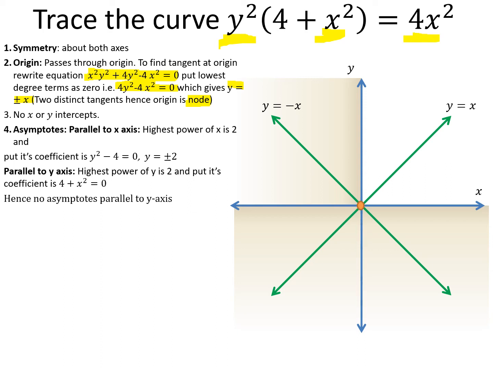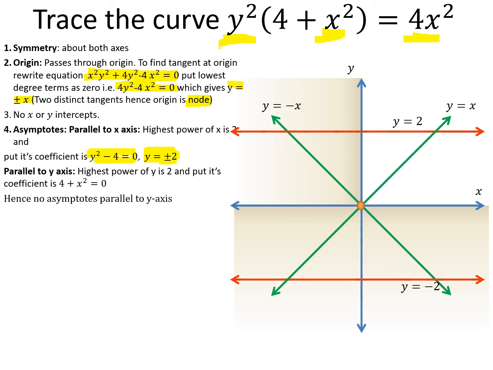So if we combine the coefficients of x square, it will be altogether y square minus 4, and we have to put it equal to 0. So we will get y equal to plus 2 and minus 2. So here we are getting two asymptotes, that is y equal to 2 and y equal to minus 2. Let's draw these two asymptotes on the xy plane. So that is y equal to 2 with red lines, and that is y equal to minus 2. Okay, now let's find the asymptote parallel to the y-axis.